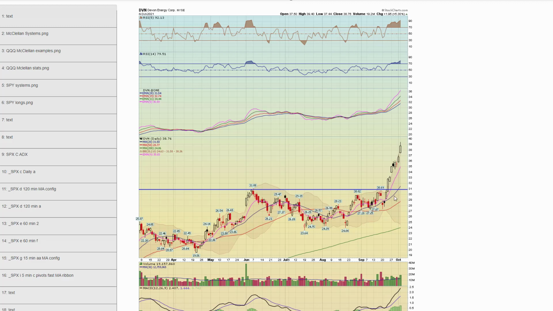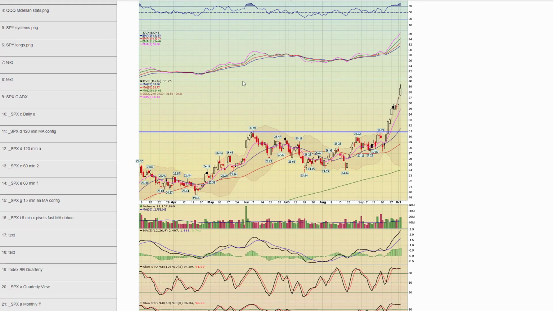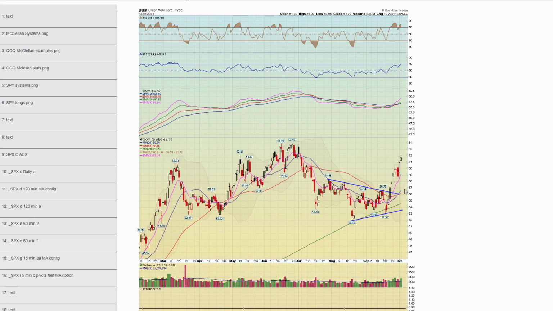DVN. This is a long for the watch list a couple weeks back. The breakpoint right here at 31. Look at this move. Awesome. It was a nice looking chart. Next, Chart 74, ExxonMobil, same deal. Beautiful move out of that coil.